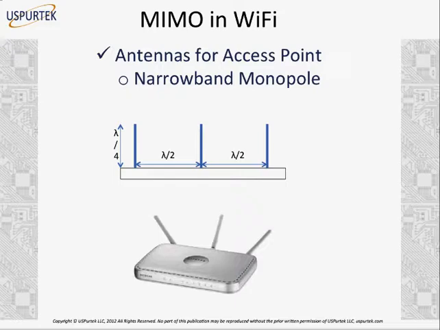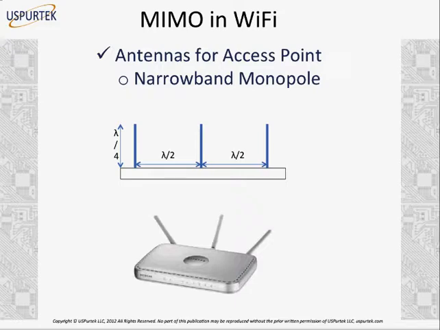Here you see a narrowband monopole implementation where half wavelength separation is kept between antennas to reduce mutual coupling between radiating elements. So this is the easiest implementation. However, it is narrowband and has a high profile. You can't hide it somewhere. You put it in a room or install it somewhere, it will be visible. So it has a high profile.